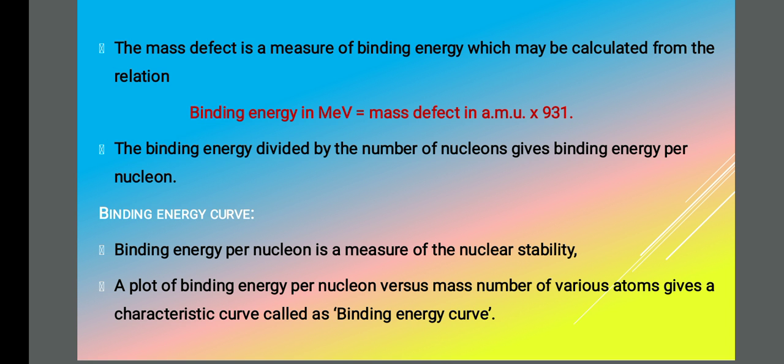Binding energy per nucleon is a measure of nuclear stability. We have been speaking about nuclear stability from the last class. So, coming to nuclear stability, binding energy per nucleon is a measure of nuclear stability. A plot of binding energy per nucleon versus mass number of various atoms gives a characteristic curve called the binding energy curve. It is a curve plotted between mass number and binding energy per nucleon. So binding energy per nucleon versus mass number will give you a curve, and the curve is called a binding energy curve. I'll show you the curve.